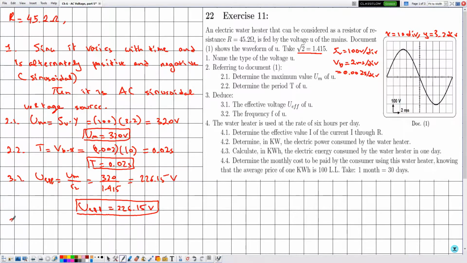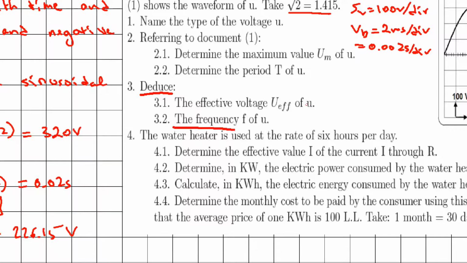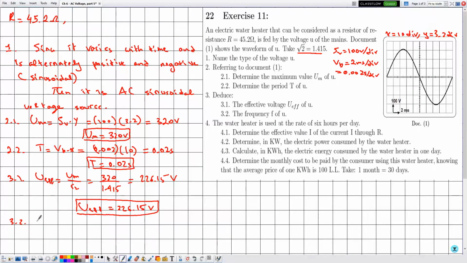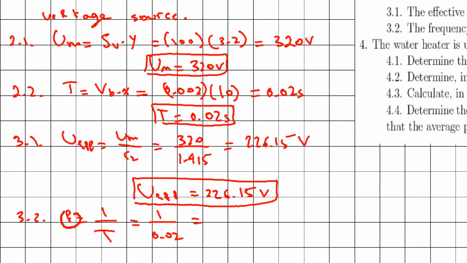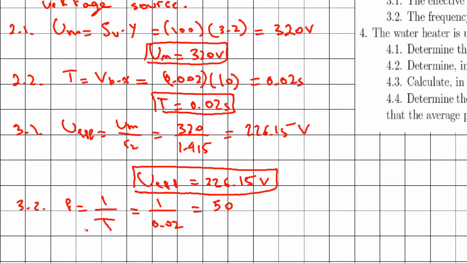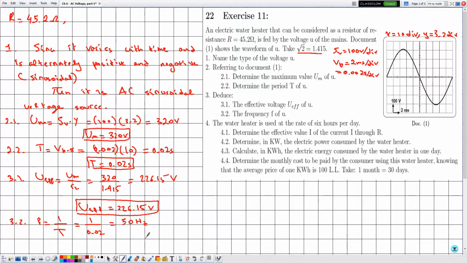Now in 3.2 they are telling us to deduce the frequency f of u, and the frequency is related to the period. For this reason they have stated deduce, which is given by 1 over the period. Now the period is given by 0.02. Plugging this fraction on the calculator, the value of f is given by 50. Since the period is expressed in the SI, the value of f will be expressed in the SI, which is hertz. So f is equal to 50 hertz.